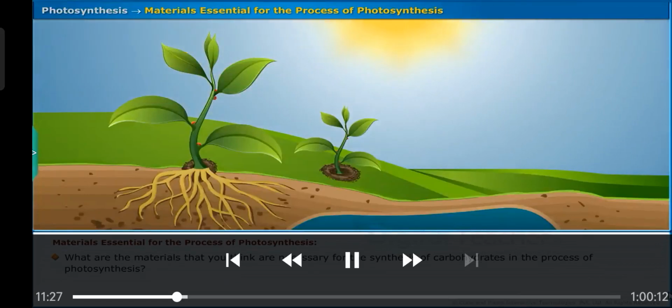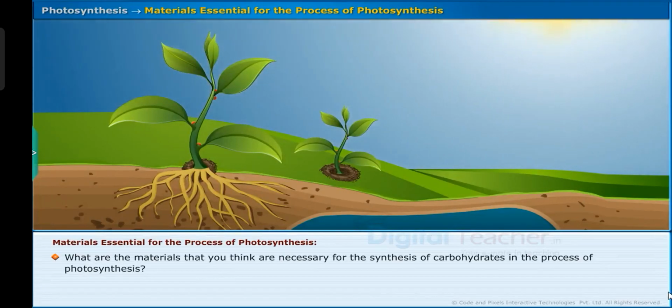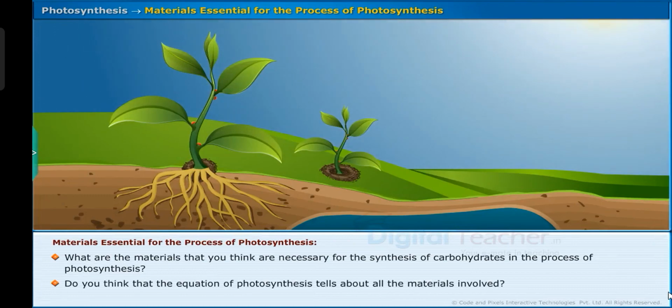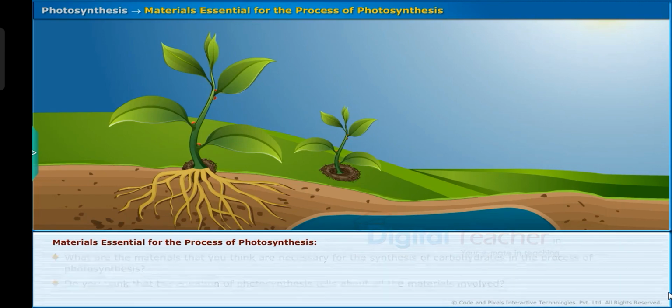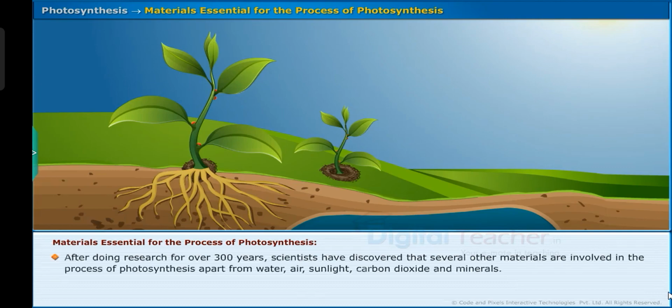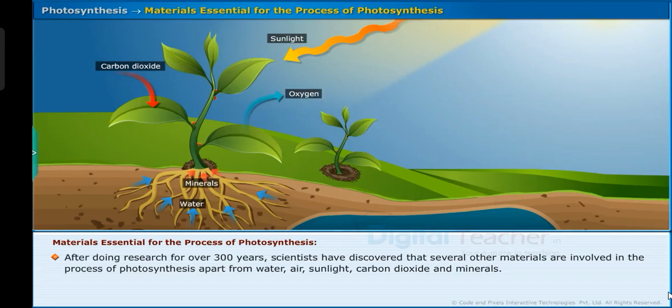What are the materials that you think are necessary for the synthesis of carbohydrates in the process of photosynthesis? Do you think that the equation of photosynthesis tells about all the materials involved? After doing research for over 300 years, scientists have discovered that several other materials are involved in the process of photosynthesis apart from water, air, sunlight, carbon dioxide and minerals. Let us learn about the role of these materials in the process of photosynthesis.